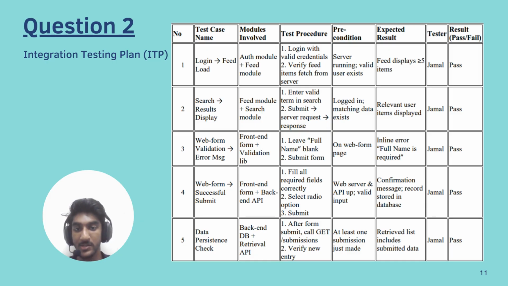And last but not least, we have data persistence check. Modules involved: backend database and retrieval API. The test procedure is after the form has been submitted, it will call GET /submissions and verify the new entry. Preconditions are at least one submission has been made and the expected result is the retrieved list includes submitted data.